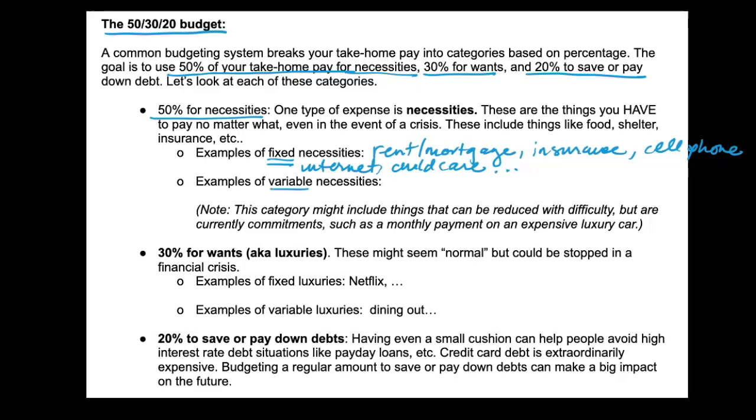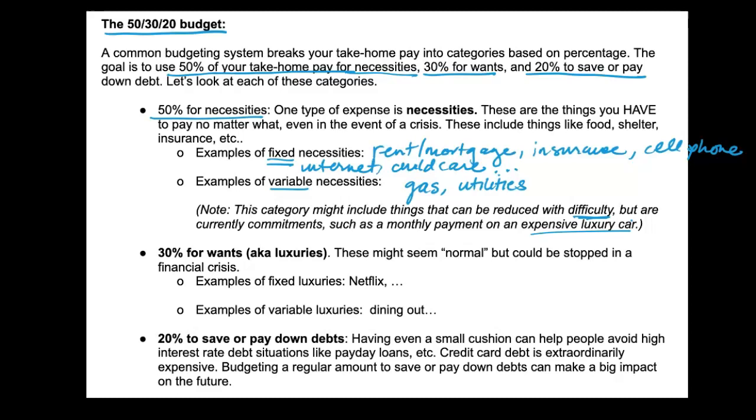And then variable necessities, those are things that change depending on maybe how much you use them. So things like gas, utilities, like water. This category, there's a note here, might include things that can be reduced with difficulty, or our current commitment, such as monthly payment on an expensive luxury car loan. So even though maybe an expensive luxury car loan isn't something that might be a need, if you've already committed to that loan and you have to be paying on it, then it would be part of this necessity category.